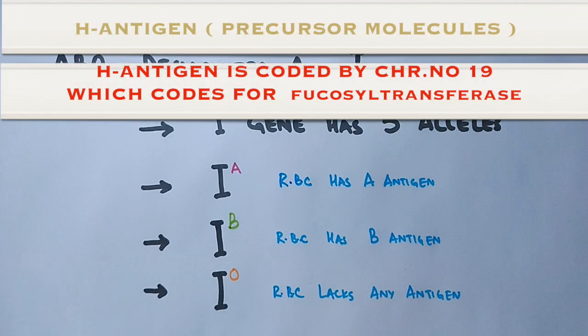But it must be noted that when the O allele does not add any molecules on the RBC surface, the RBC is left with the precursor molecule that's already present on its surface, which we call the H antigen. This precursor molecule, the H protein or H antigen, is also present in A and B type individuals because it is the precursor molecule.